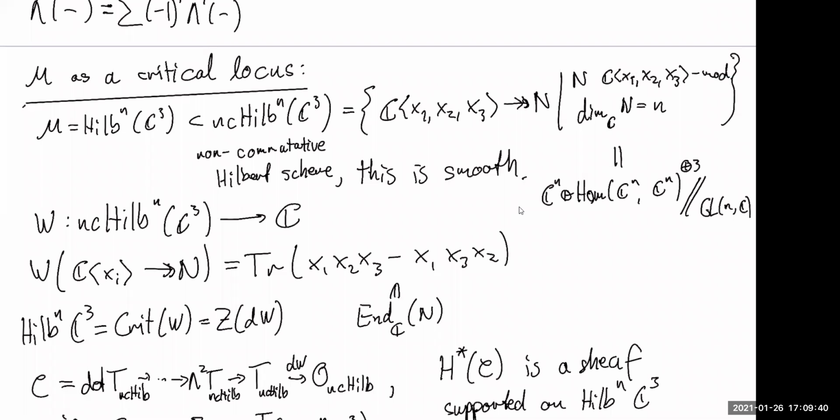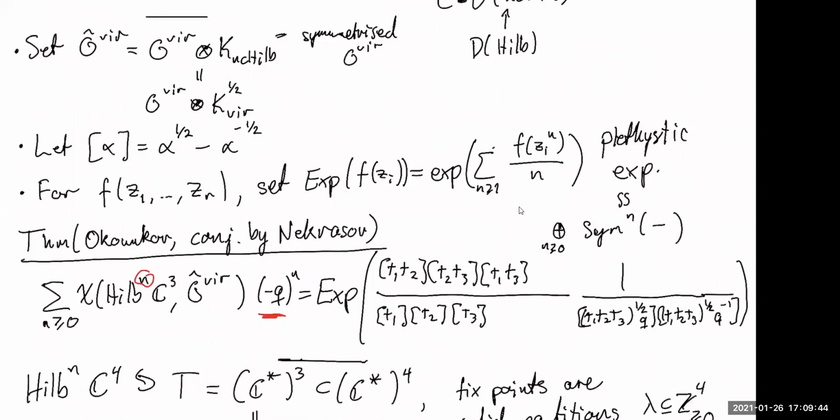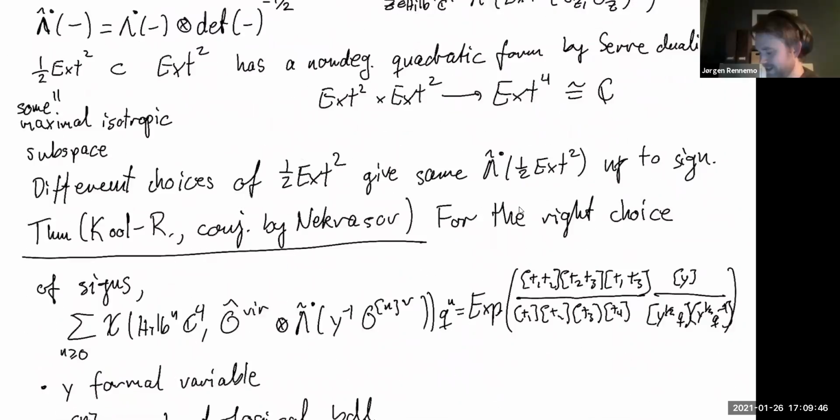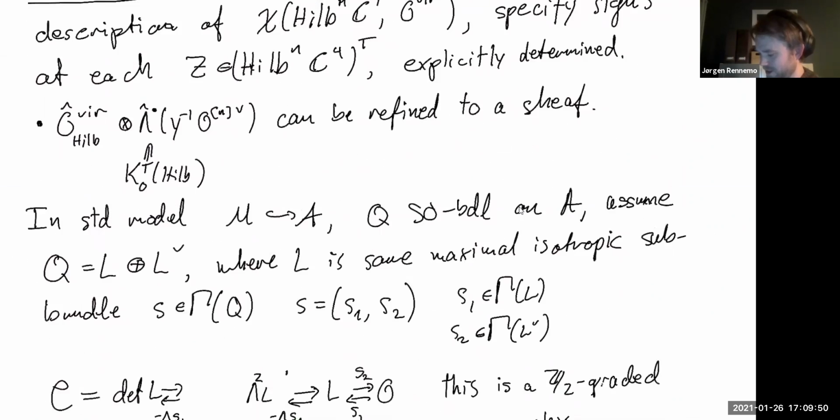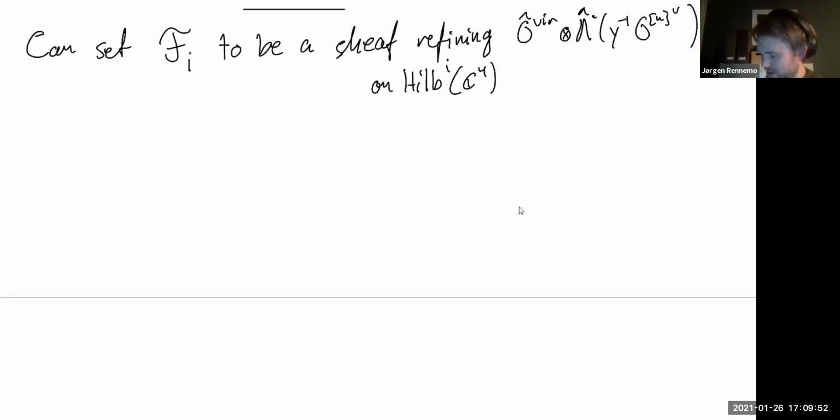Can you say something more about your standard model for the Hilb C^4 case? I mean, you said it's easy to write down, so can you just write it down? I was saving on time. I can write it down. It's easy. And now people are free to log off, I think.